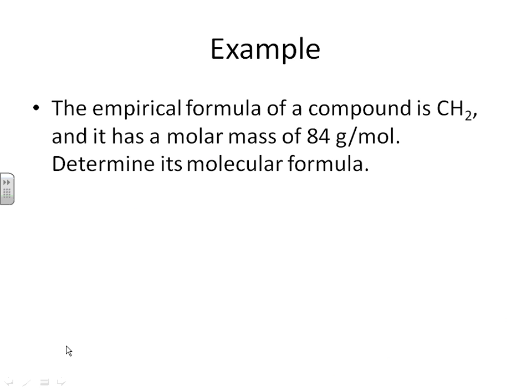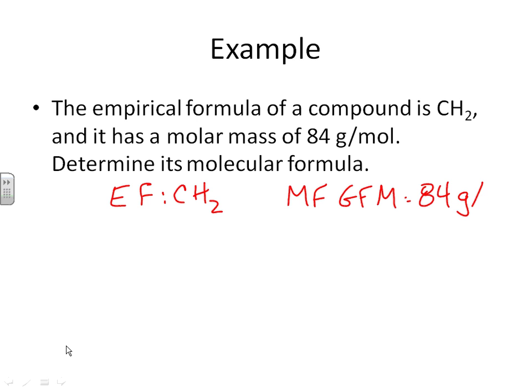Second problem: the empirical formula of a compound is CH2 and it has a molar mass of 84 grams per mole. Determine its molecular formula. Again, same type of information that's been supplied. The problem tells us that the empirical formula is CH2. It tells us that the lowest reduced down ratio between carbon and hydrogen is 1 to 2. But we also know that the molecular formula has a GFM of 84 grams per mole. So we need to find the gram formula mass of the empirical formula, and we need to figure out how many times larger the molecular is than the empirical.